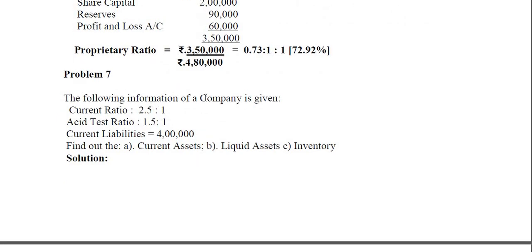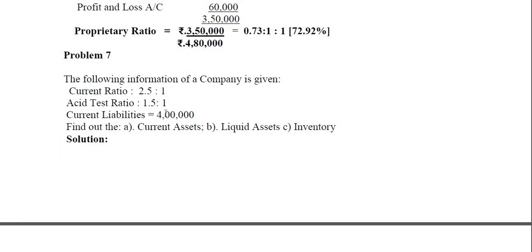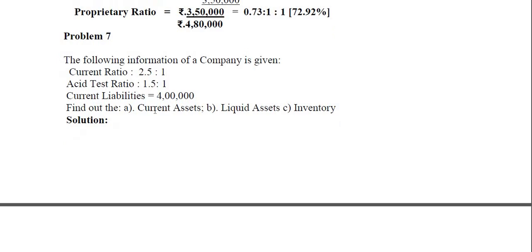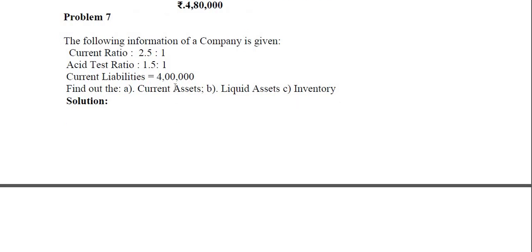The following information of a company is given. Current ratio is equal to 2.5:1 and acid test ratio is equal to 1.5:1. Current liabilities is equal to 4 lakh. Find out the current assets, liquid assets and inventory. It's a small problem. You have to find out current assets here.